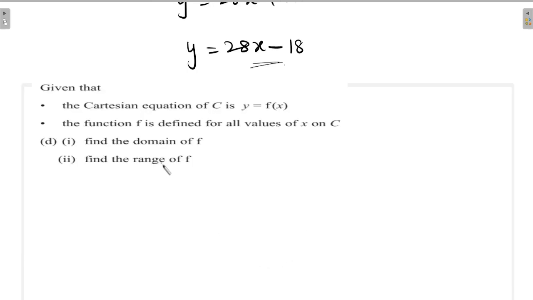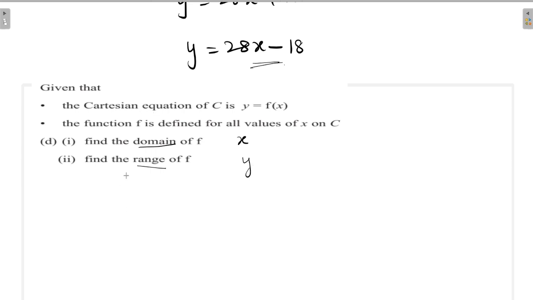The Cartesian equation of C is y equal to f of x. The function f is defined for all values of x on C. Find the domain of f and range of f. Keep in mind, the domain is always the input value, that is x. Range is always the output value, that is y.